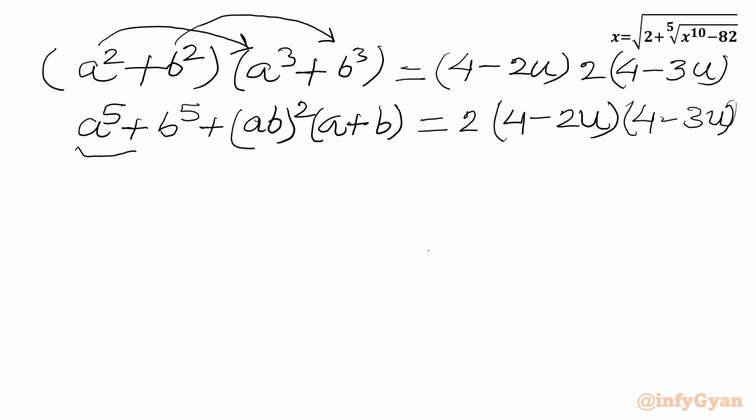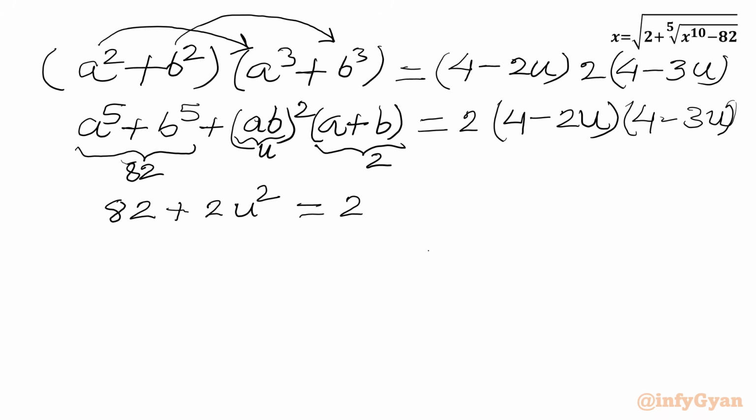Now a power 5 plus b power 5 is 82, equation number 2. A plus b is 2. A times b is substitution u. So we will write LHS 82 plus 2 times u square equal to 2 times 4 minus 2u times 4 minus 3u.